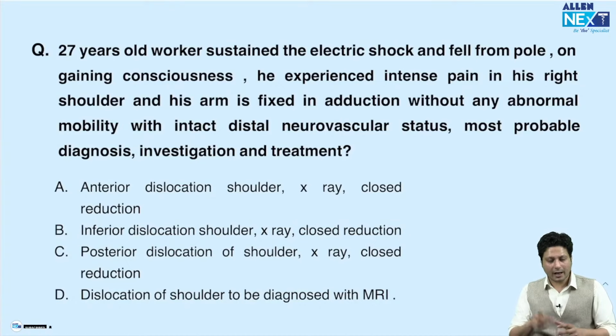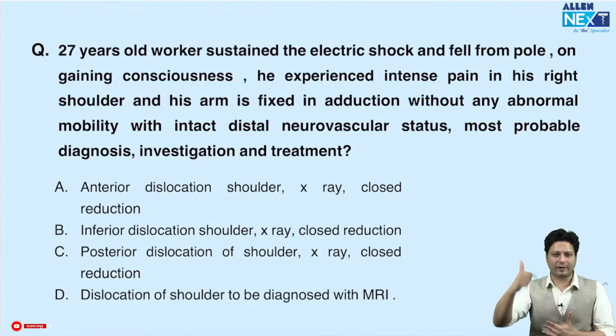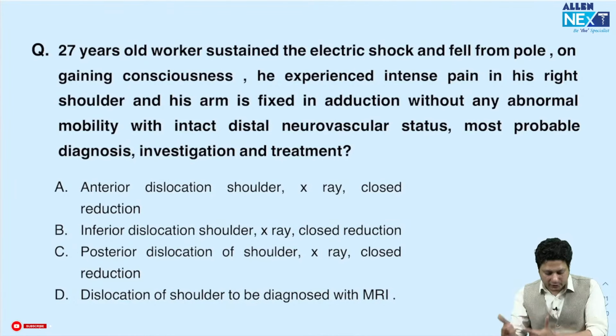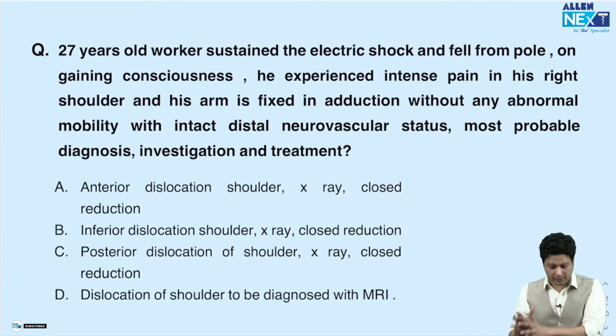Next question is again a clinical question provided to you as if you are standing in the emergency, and what you have to look for. A 27-year-old worker sustained an electric shock. Now we are talking about the electric pole worker. Sustained an electric shock, fell from pole. On gaining consciousness, he experienced intense pain in his right shoulder and the arm was fixed in adduction without any abnormal mobility. Abnormal mobility somewhere in the mid part of the limb would represent the possibility of fracture, all right, with intact distal neurovascular status.